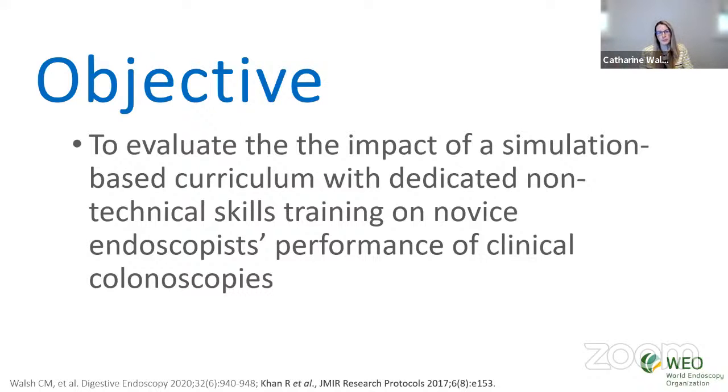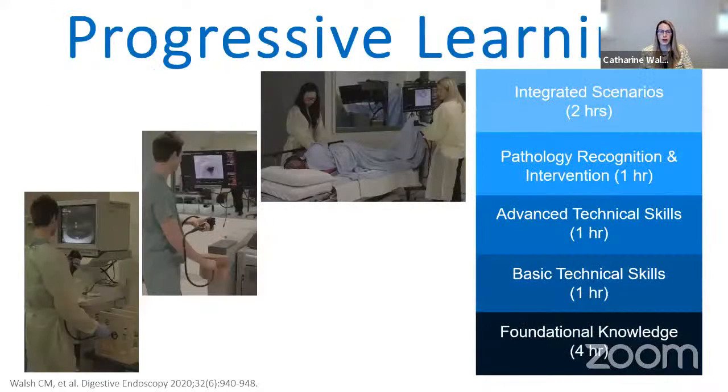So again, we randomized people to 2 groups. The first group was the traditional progressive learning group that we had previously, where they worked through tasks of increasing complexity over 5 hours of time. And ahead of that, they had 4 hours of small group teaching and lectures on particular cognitive aspects of endoscopy.